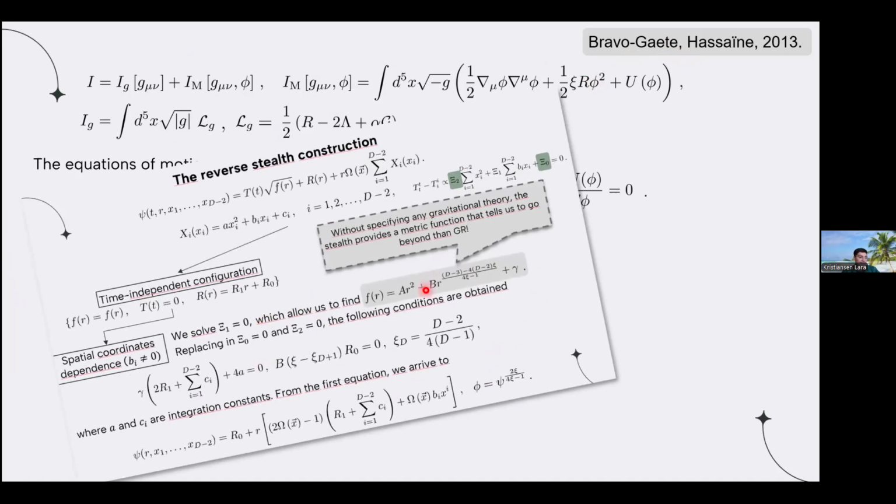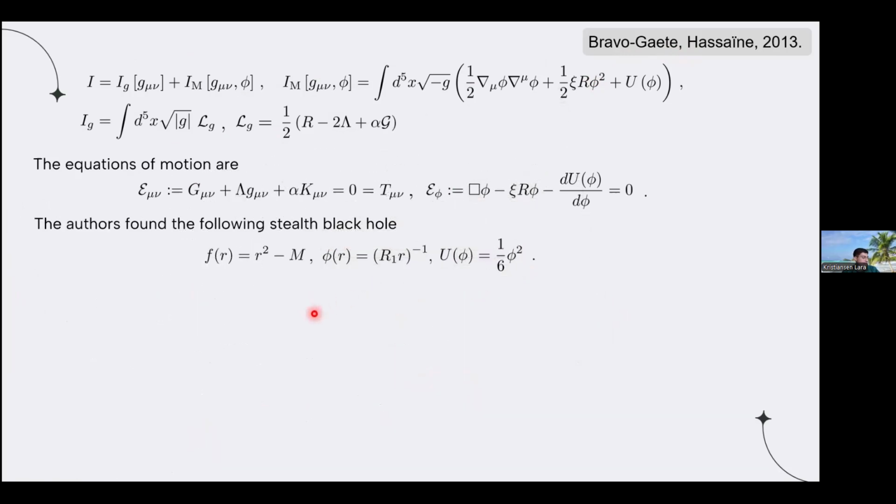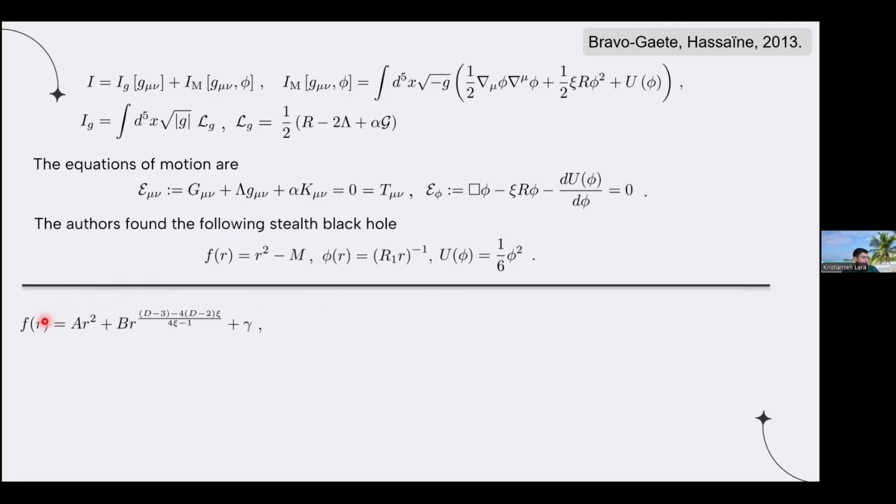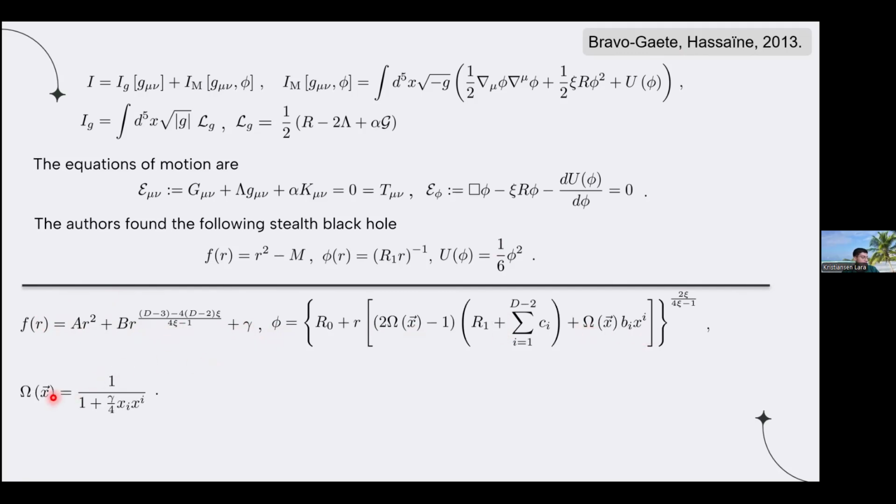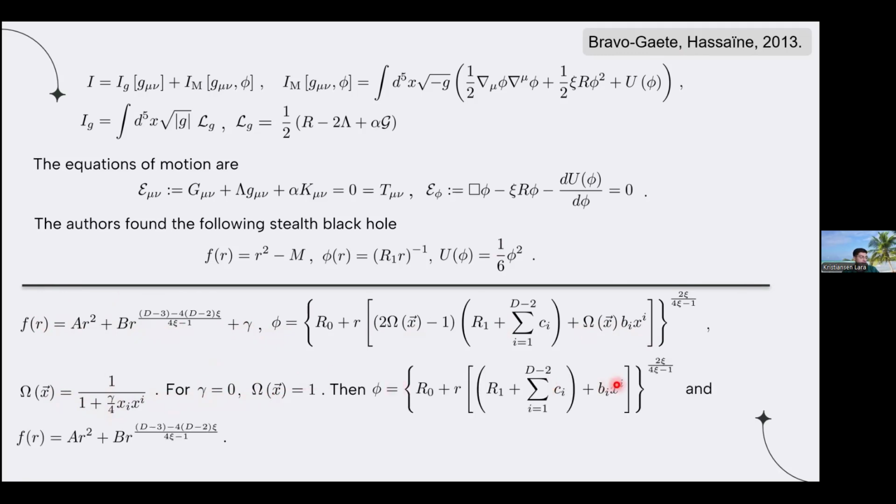Remember this slide, please. With this slide in mind, remember this metric function that we have here and this scalar field. So I'm going to put it anyway. The metric function was this, the scalar field was this, and the conformal factor this. So for gamma equals 0, omega goes to 1. Why? Because this vanishes, so we have omega equals 1. Good. So the scalar field reads like this, and the metric function like that.